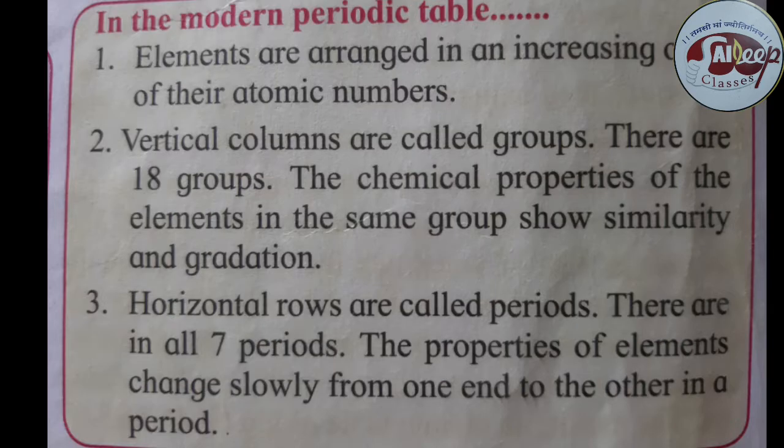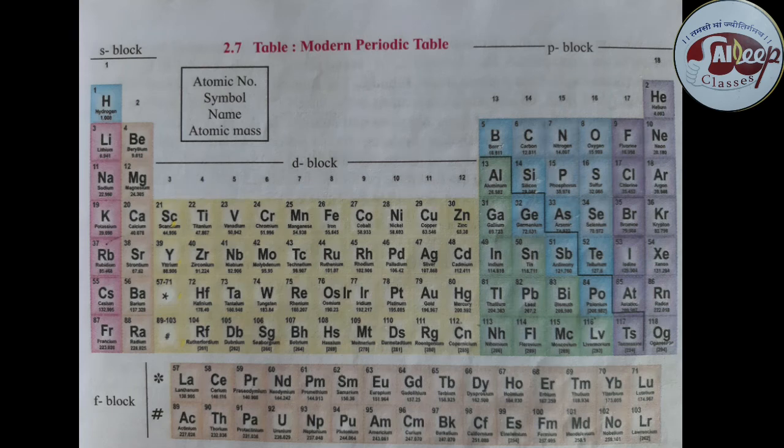In the modern periodic table, elements are arranged in an increasing order of their atomic numbers. Vertical columns are called groups. There are 18 groups. The chemical properties of the elements in the same group show similarity and gradation. एकाच ग्रुप्समधील एलिमेंट्सच्या प्रॉपर्टीज ह्या सेम असतात.